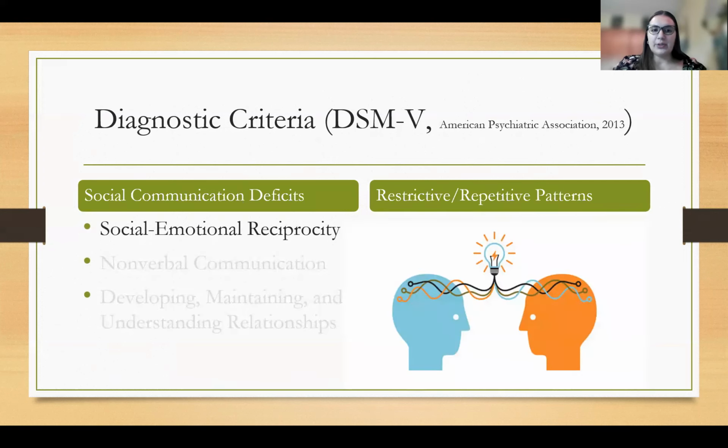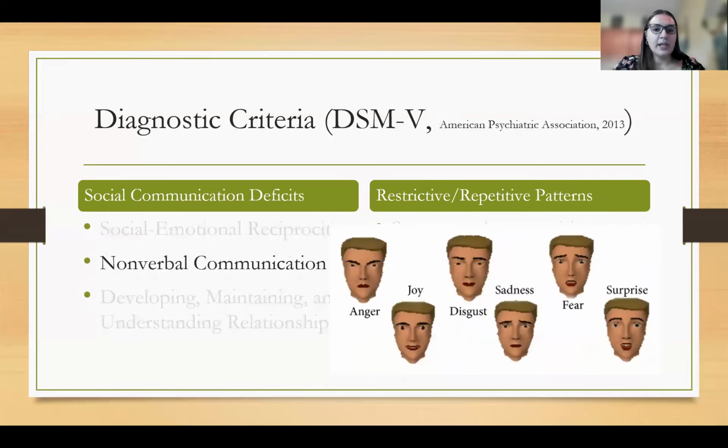So the first of the social communication deficits is social emotional reciprocity. This is the ability to understand and communicate clearly with other people. So it is a combination of verbal communication, speech, nonverbal, and cognitive skills that allows someone to make connections and understand and communicate expressively with someone else. So this is one difficulty that individuals with autism have.